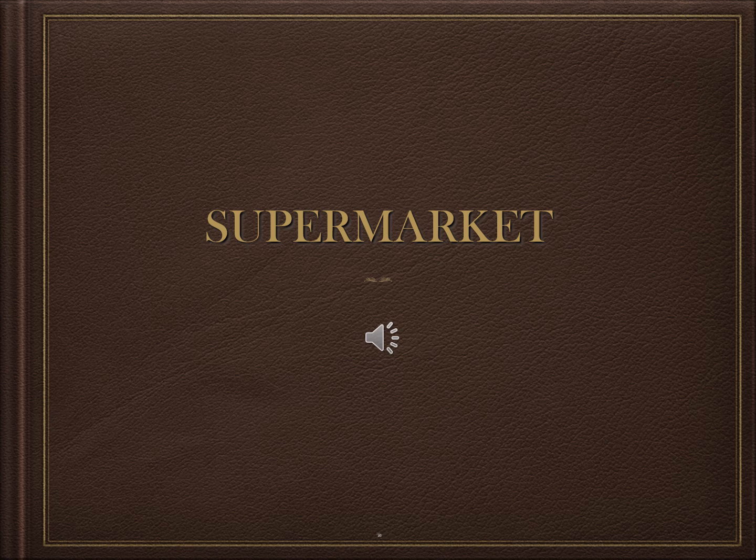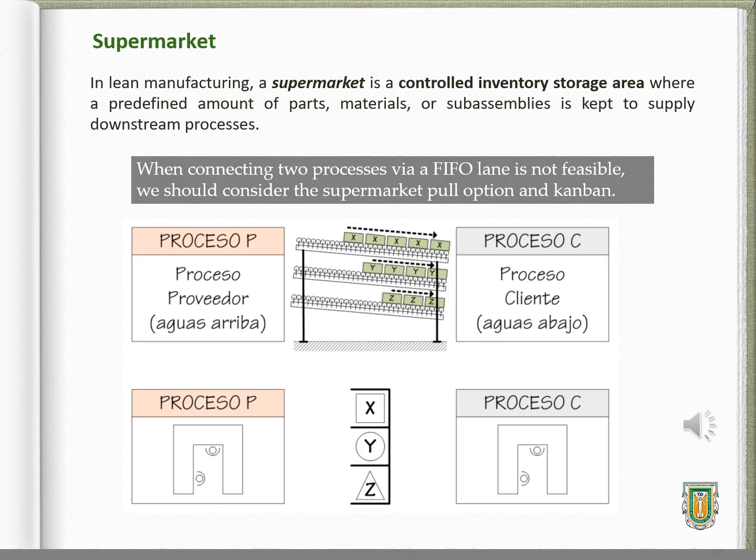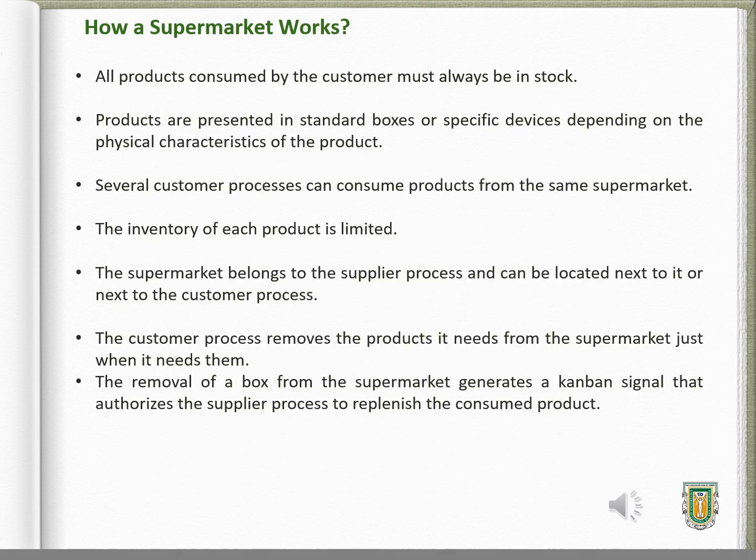Let's see now the supermarket as a way to pull a process. In lean manufacturing, a supermarket is a controlled inventory storage area where a predefined amount of parts, materials, or sub-assemblies is kept to supply downstream processes. How a supermarket works. All products consumed by the customer must always be in stock. Products are presented in standard boxes or specific devices, depending on the physical characteristics of the product.